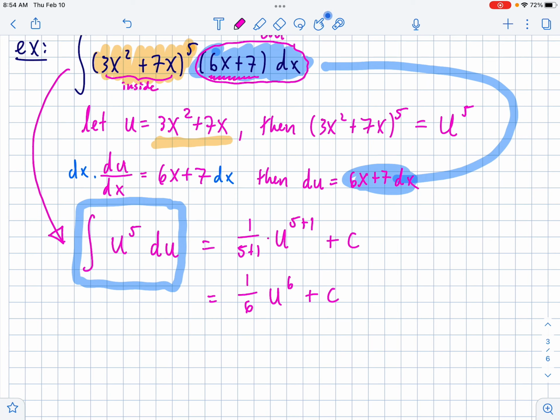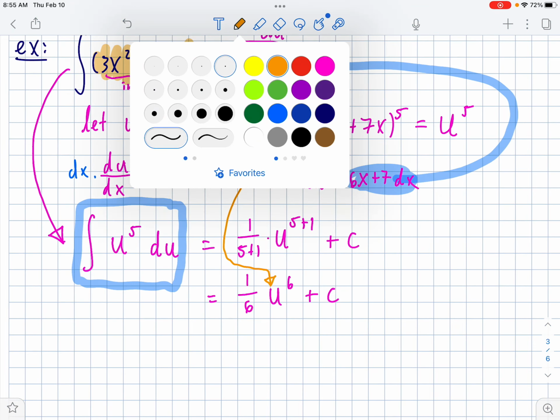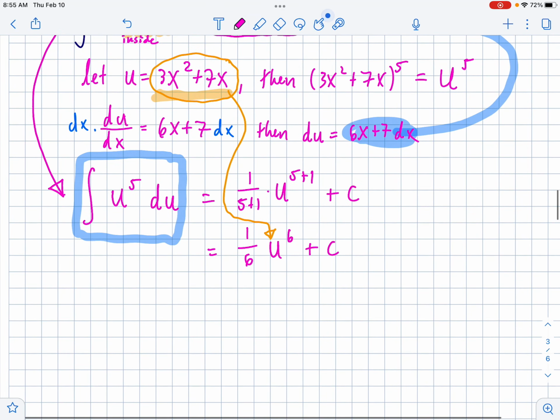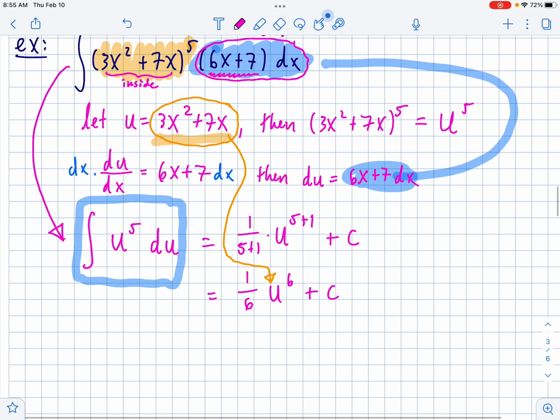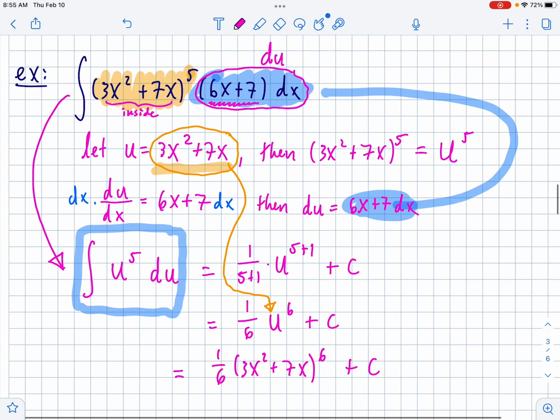Now, that is the integral in terms of u, but what we're going to do is replace u with what it was in the beginning. We defined u as 3x squared plus 7x, so we take that and put it right here. So all of this is equal to, excuse me, 1/6 times 3x squared plus 7x to the power of 6 plus c. That was U-substitution. I'm going to do a couple more examples for you guys.